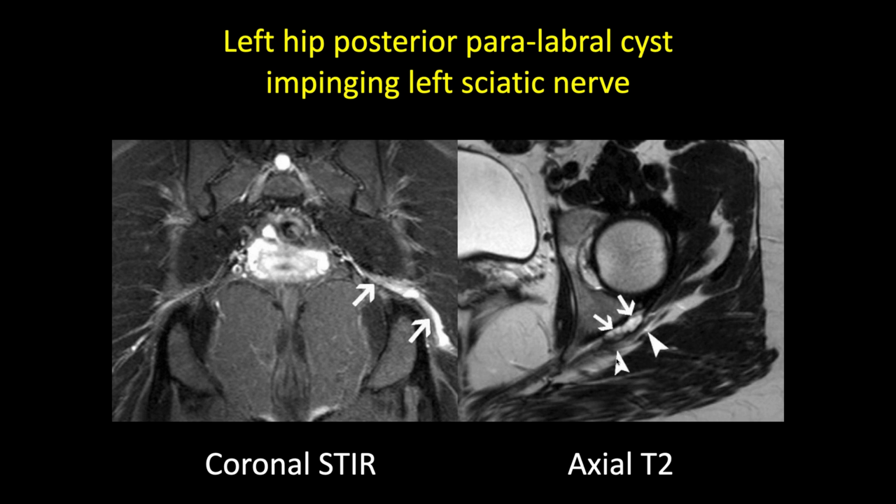Yeah. So this patient had a labral tear, had a paralabral cyst. It was pressing on the sciatic nerve, and it was producing classic sciatica symptoms in this patient. Fortunately, posterior labral tears are pretty uncommon. But if you have a large paralabral cyst in this location, you can get symptoms along the sciatic nerve.